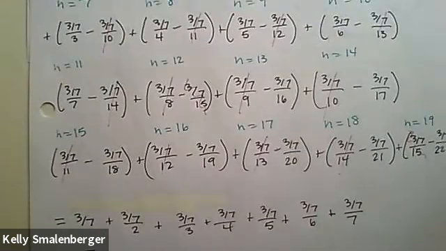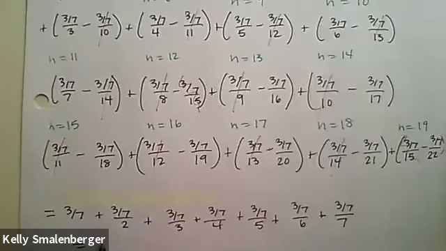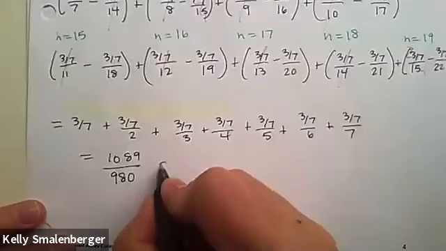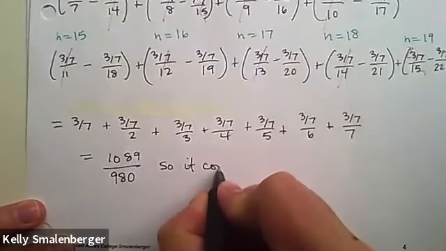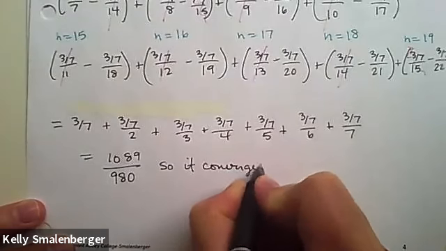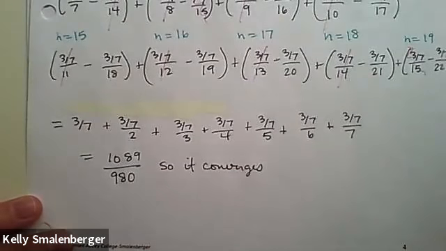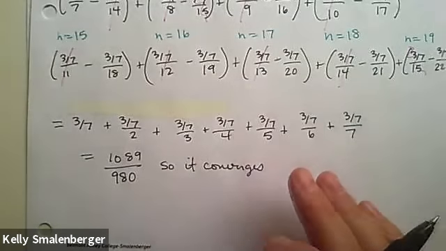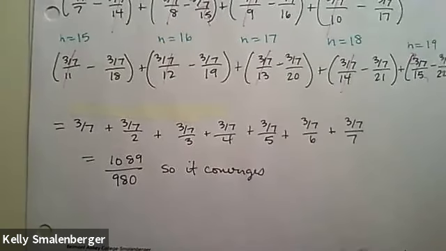So what does that equal? I did it in my calculator and I got 1089 over 980. That equals a number, so it converges. Okay, whew, that was ugly. So let's try to get smart about this, right? We just wrote out a whole piece of paper of adding up some fractions, right?